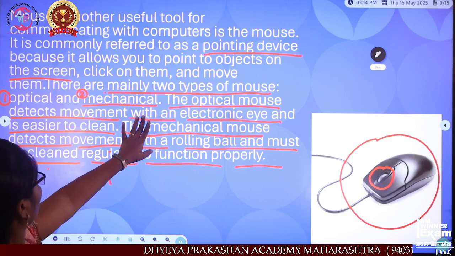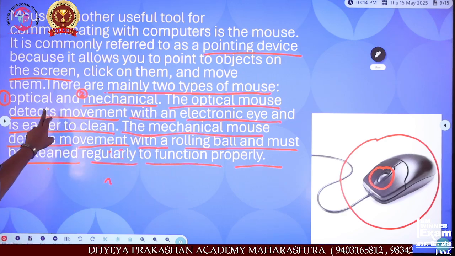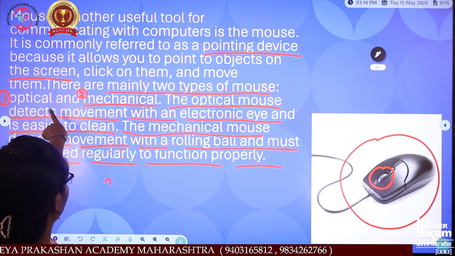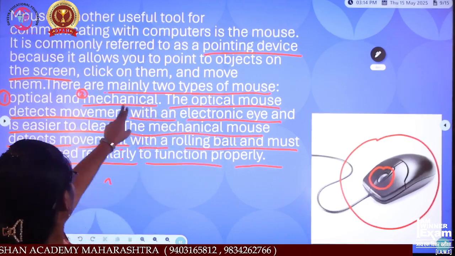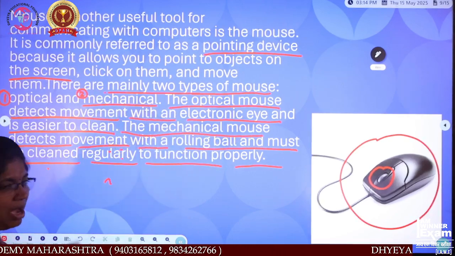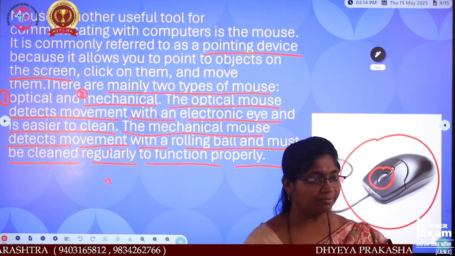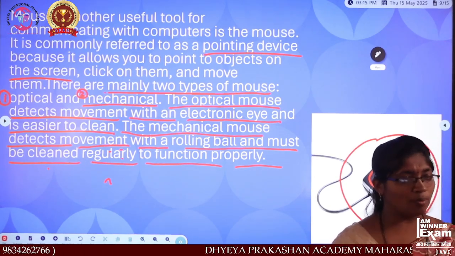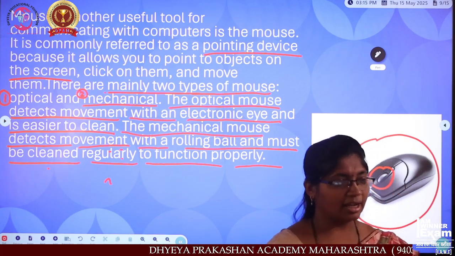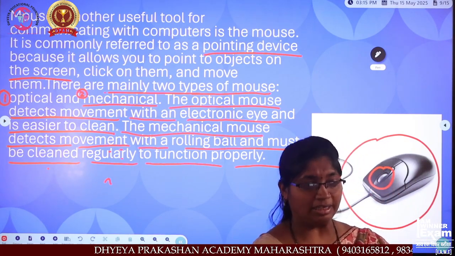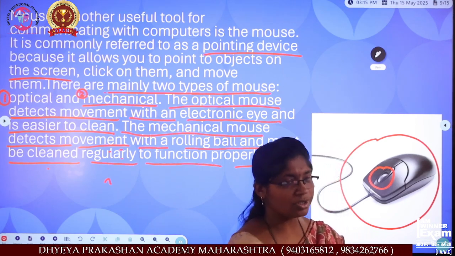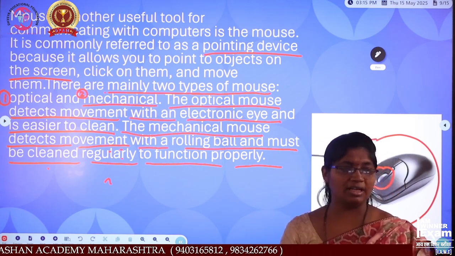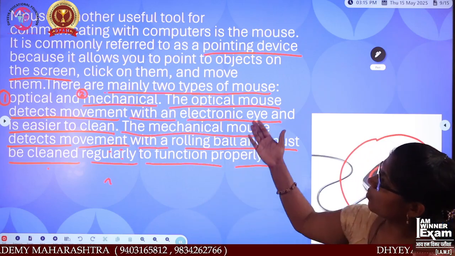There are mainly two types of mouse. First is optical and second is mechanical. The optical mouse detects movements with an electronic eye and is easier to clean. And second, the mechanical mouse detects movement with a rolling ball and must be cleaned regularly to function properly.